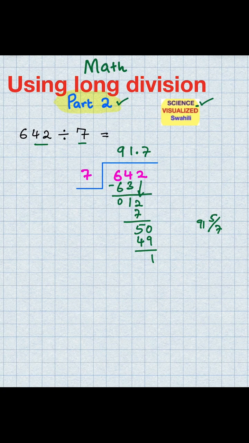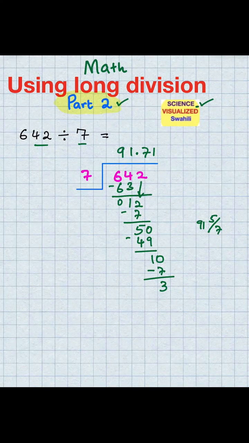And then when you subtract that, you end up with 1. Now, because we already have a decimal here, we don't need to put another decimal in that position. So what we do is add a 0, and 7 can go into 10 one time. That gives you 7. When you subtract that, you get 3. And then because 3 is lower than 7, you add a 0 again, and 7 can go into 30 4 times, and that gives you 28.